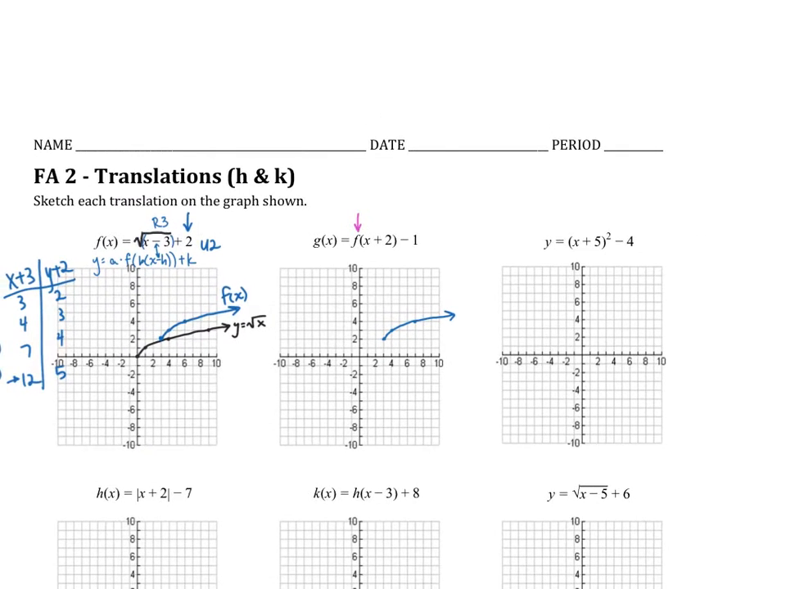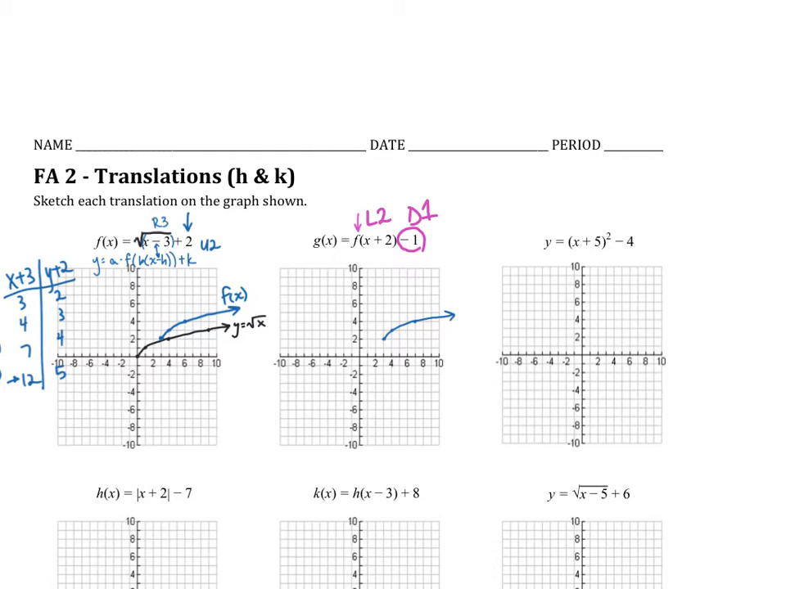So I'm going to look at each of the pieces. K. That's my up and down. That's my vertical translation. I know I'm going to go down 1 unit. My H, it now says plus H, so I know I have a negative term there. I'm going to go left 2.